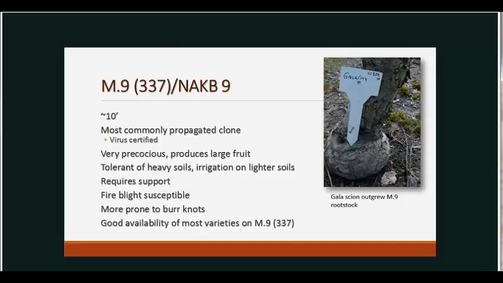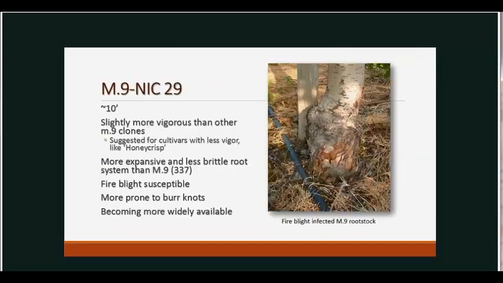Fire blight susceptible. It's more prone to burr knots. Good availability on most varieties. So whether you're on the home market or whether you're on the commercial market, you should be able to access M9. This is a picture of fire blight on an M9 rootstock. You can see where the upper part of the tree may be completely resistant, but in this particular case, the rootstock was not, and it succumbed to fire blight, and the tree was lost. So that's why I say that when you're putting the two pieces together, you have to have consideration and management of both.